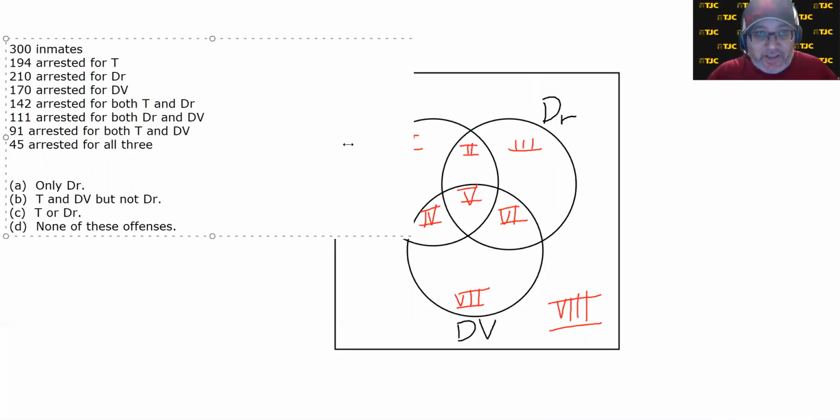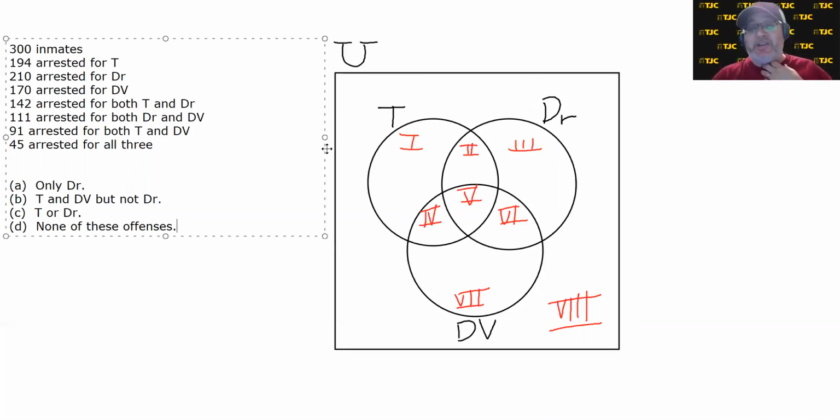I want to go in here so I can type something, but I also want to be able to see the Venn diagram. Next to each of these numbers, I'm going to write the regions that are represented. Now, the universe is going to be all of them, so there's no need to enumerate them. All 8 regions' cardinalities have to add up to 300. 194 arrested for theft.